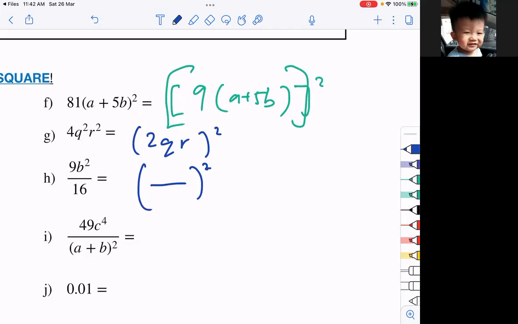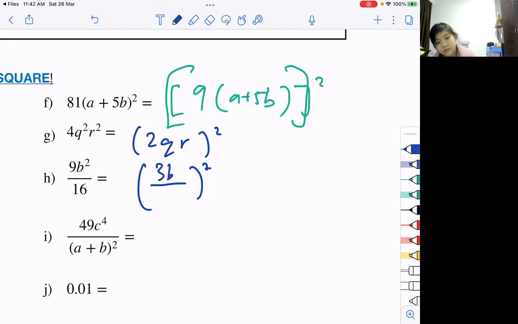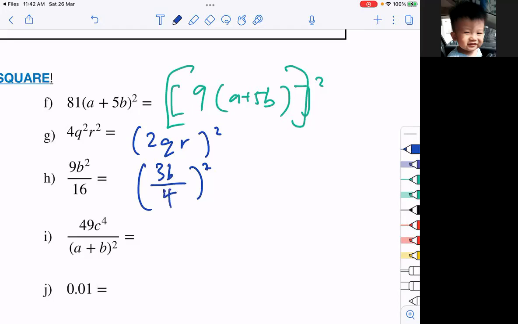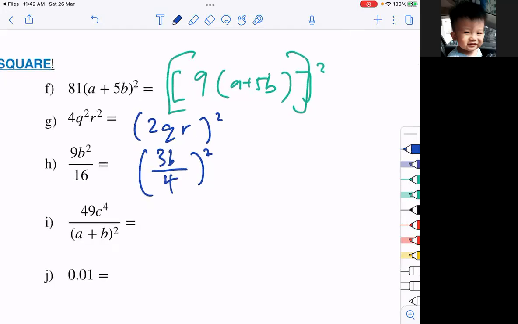Y'all can try to read the answer straight away. 3B4. I think you meant 3b over 4. I said 3b over 4. I heard you said 3b4, but doesn't matter. I will take it. Okay? Good. See? It's getting easier, right?